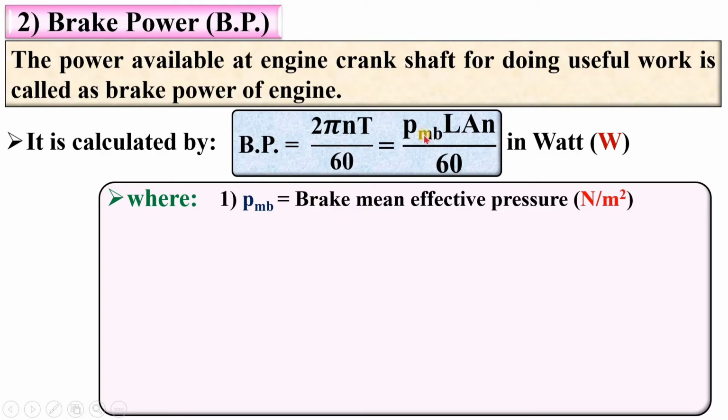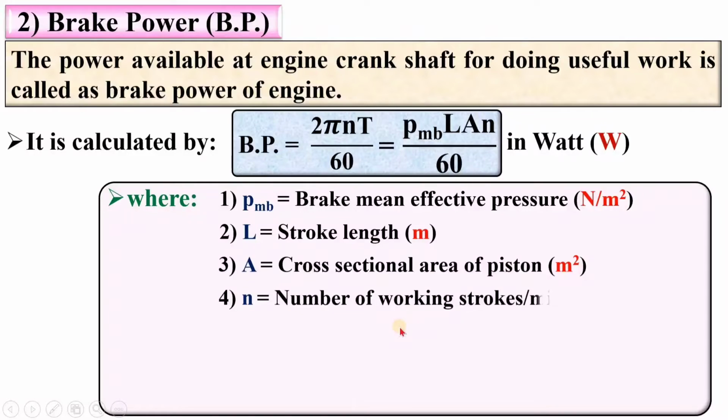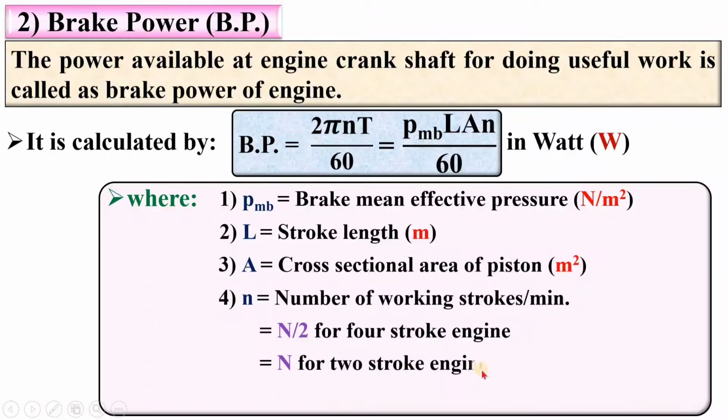PMB means brake mean effective pressure, that is in Newton per meter square. Next, L is the stroke length, that is in meter. Next, A is the cross-sectional area of the piston in meter square. N is the number of working strokes per minute and that is equal to N by 2 for a 4-stroke engine and is equal to N for a 2-stroke engine, where N is the revolution per minute of the crank.